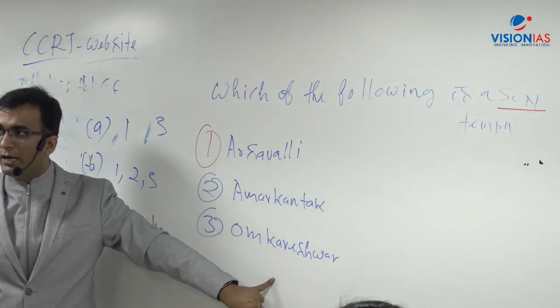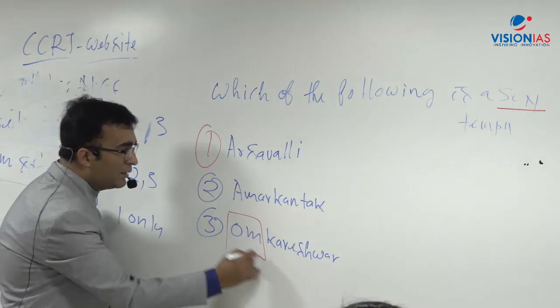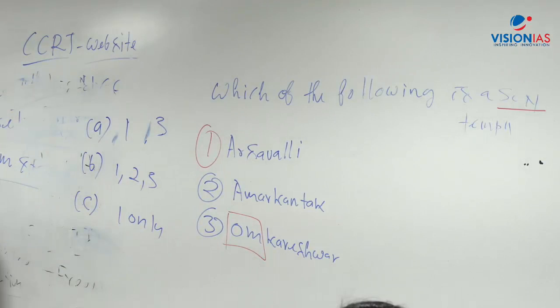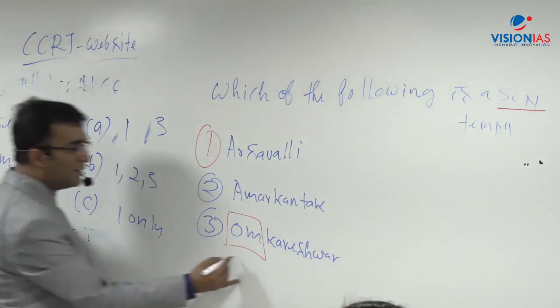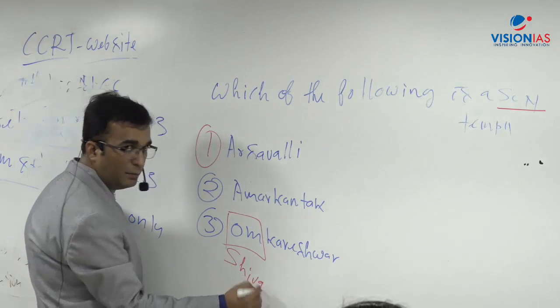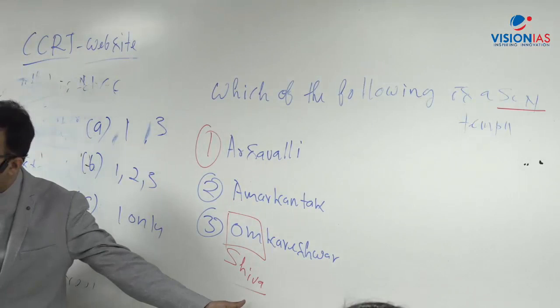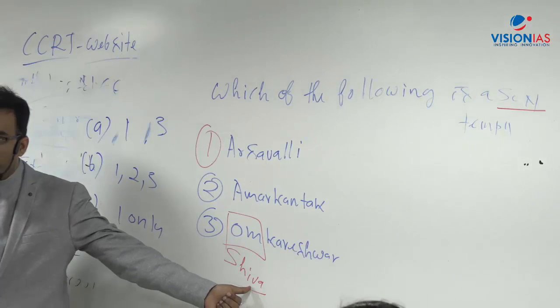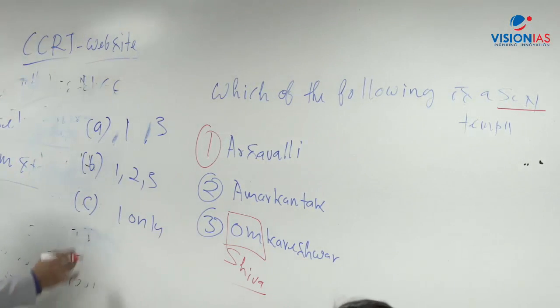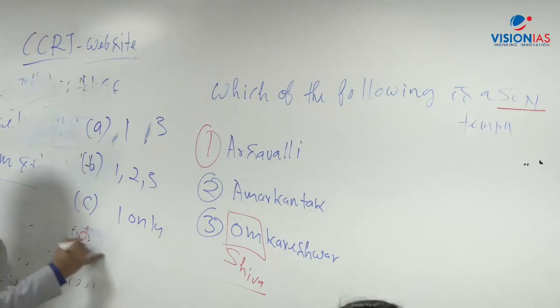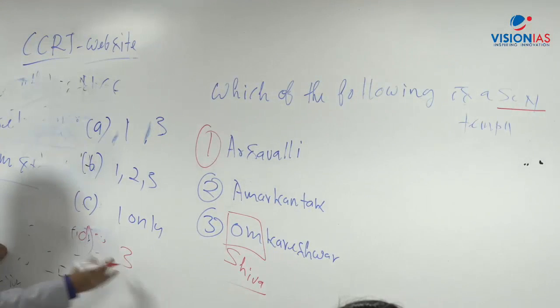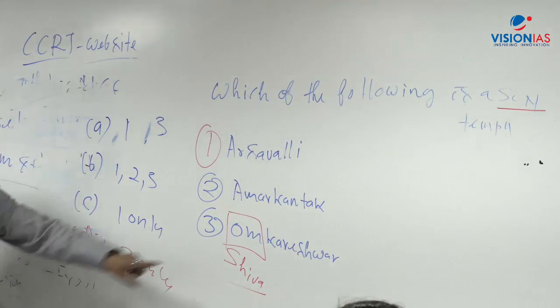But let me ask you, when you break this name, what is Om? Who is Om? Very good, exactly. So Om is dedicated to Shiva, okay? Obviously, if the name is dedicated to Shiva, then this temple would be Shiva's temple. Then one more option, 3 only. D was 3 only. So the temple is Shiva's.